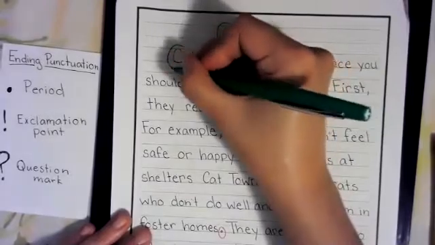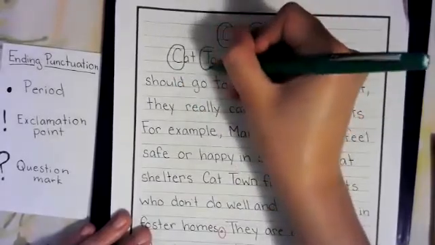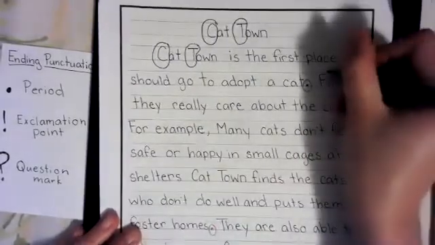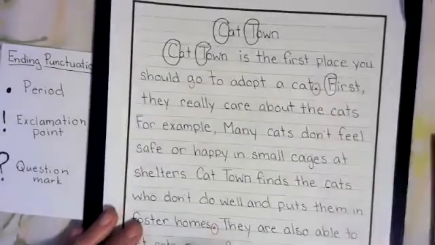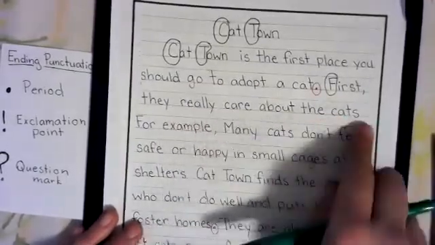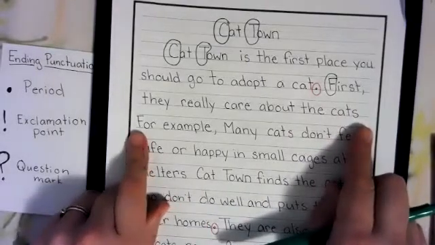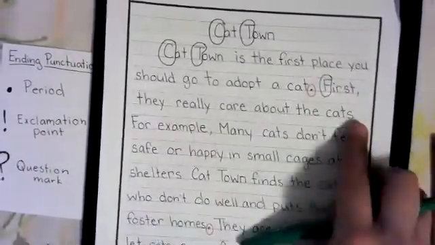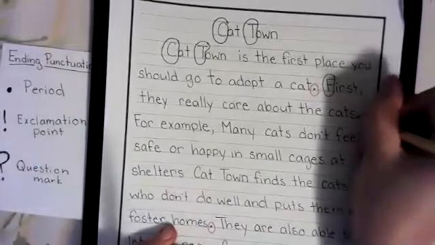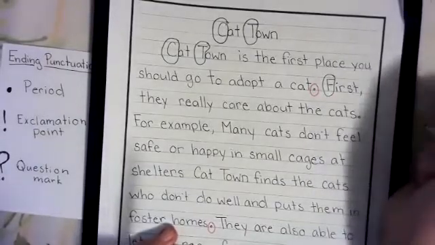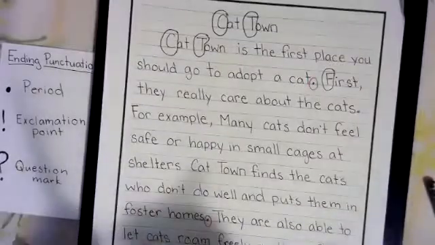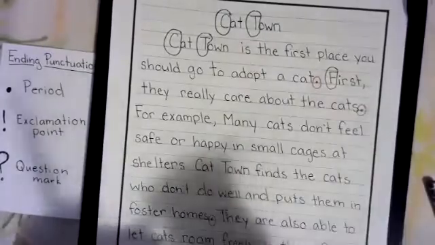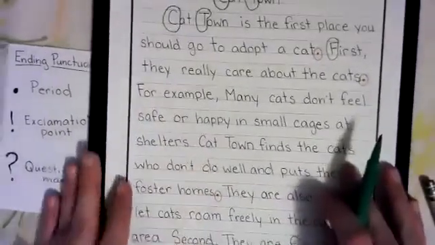Cat Town. Again, it's capitalized. Cat Town is the first place you should go to adopt a cat. First is capitalized, beginning of the sentence. They really care about the cats. For example, why is that capitalized? Wait, I'm supposed to have a period here. First, they really care about the cats. That's the end of my sentence. I better underline that red. You might have something come up like that too when you're doing this. This is what we're looking for. See if we make mistakes so we can edit it.